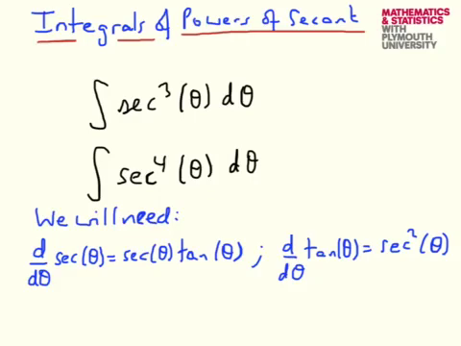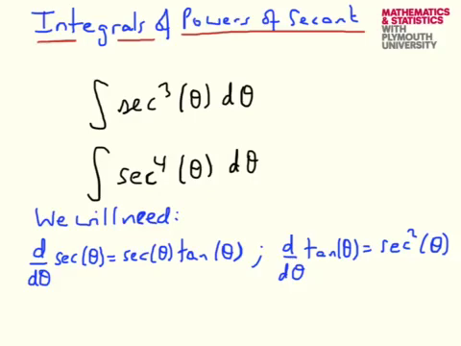One of them is the derivative of the secant function, which, using the chain rule and writing secant as 1 divided by the cosine, we can find easily to be the secant times the tangent. And another is the standard result that the derivative of tangent is the secant function squared.